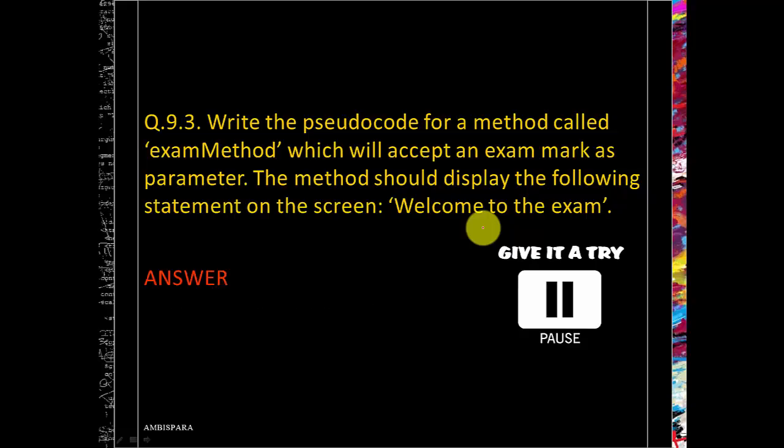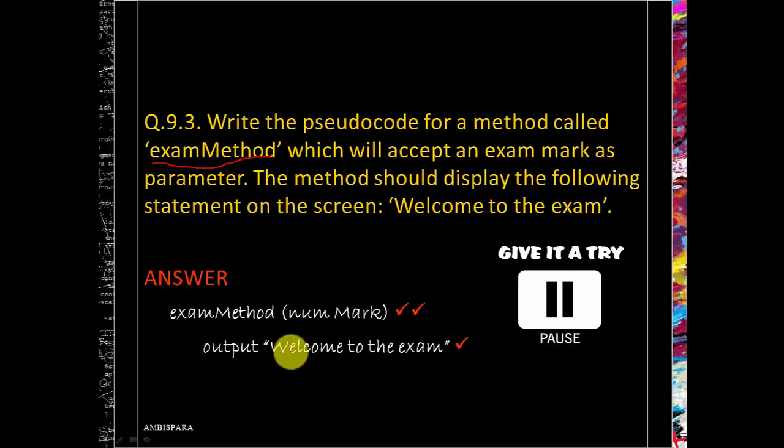So the answer is, we need our method signature. Method signature is our method name with our parameter list. And in this case, they've told us that the method's name is exam method. So exam method has got to be exactly the same, and we'll accept exam mark as a parameter. So num mark. And then we output welcome to the exam, and we return. So that's for 4 marks.